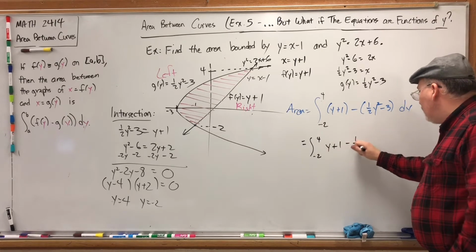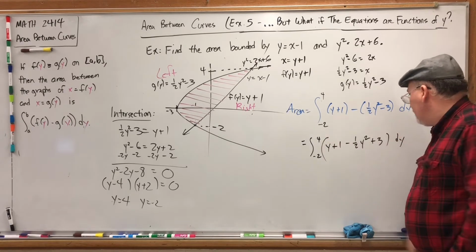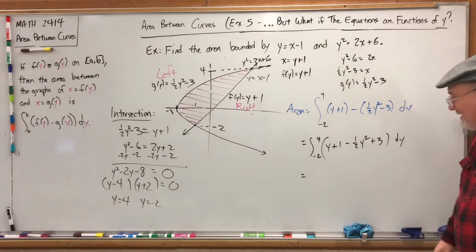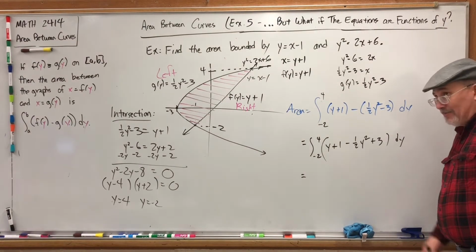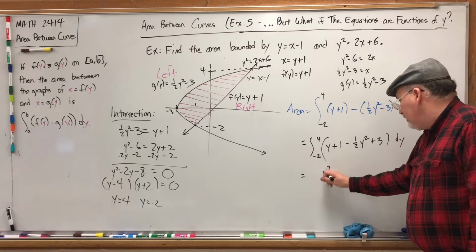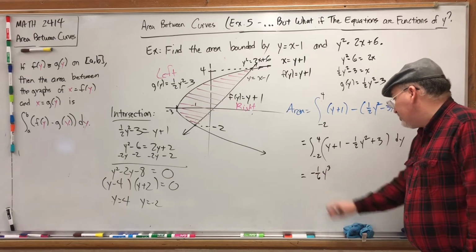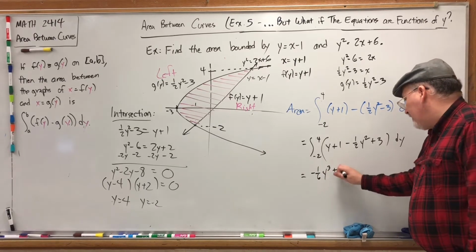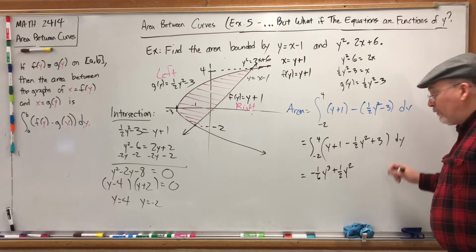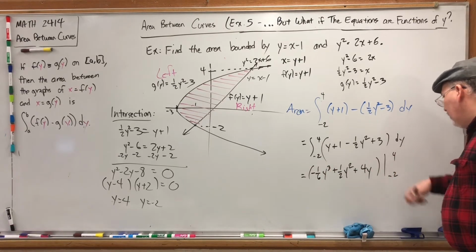Distribute the negative to get negative 1/2 y squared plus 3 dy. We need to combine the 1 and the 3, but for the sake of time, because I've been here for a while today, I'm going to integrate and combine at the same time. Ooh, that's dangerous. If I integrate negative 1/2 y squared, I get y cubed times 1/3, reciprocal of the 3, times negative 1/2, which is negative 1/6. If I integrate the y, I get plus 1/2 y squared. And if I combine the 1 and the 3, I get a plus 4, and the antiderivative of that is plus 4y. And we evaluate that from negative 2 to 4.